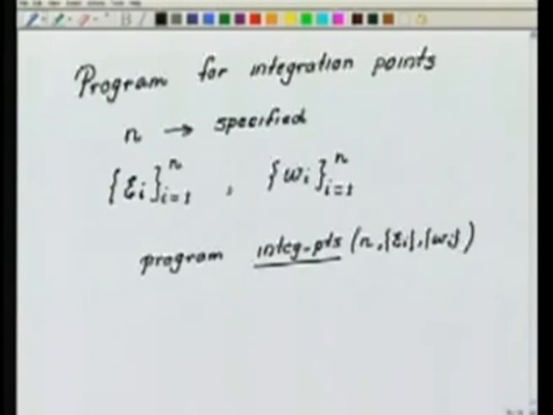Okay. So, once we have this program where if I input the n, I should be able to output the coordinates of these integration points and the corresponding weights, then given this output I should be able to use this in the program. Now, remember, we are going to use this in our finite element computations, more importantly in the element stiffness matrix and in the element load vector calculations. So, we have to first specify what is n.